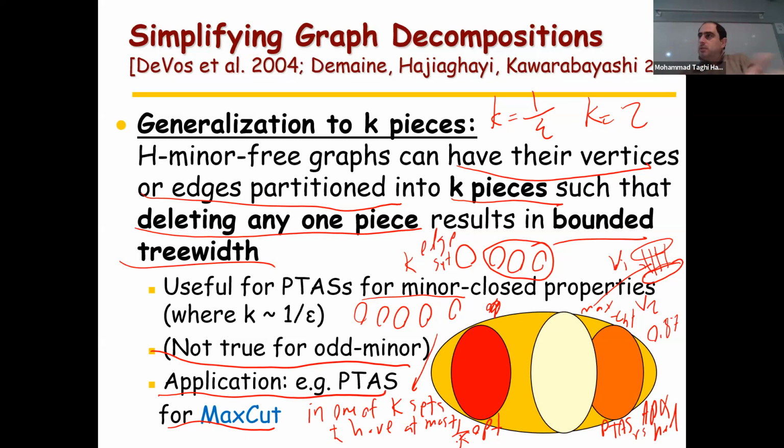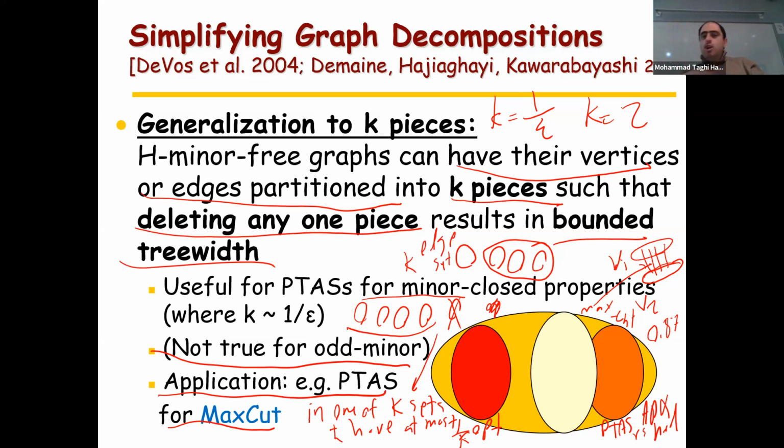We don't know which one, but we can guess that one. What's the meaning of guess? We can try all possibilities. We have these K cases. So we will remove this one, and then this graph becomes a bounded treewidth graph. On a bounded treewidth graph, you can solve max cut in polynomial time.